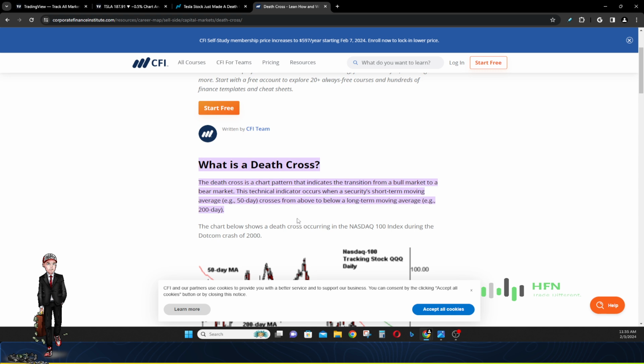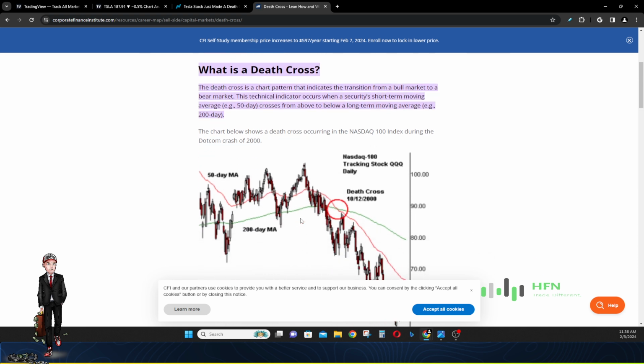This technical indicator occurs when a security's short-term moving average, 50-day moving average for an example, crosses from above to below a long-term moving average like the 200-day. Here's an example. You guys can see that the 50-day crosses from above to going below the longer term. So the 50 days up here, and as you can see off this price chart, it crossed just below the 200-day.